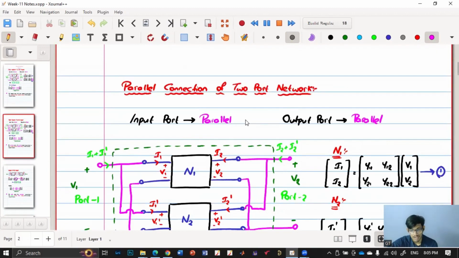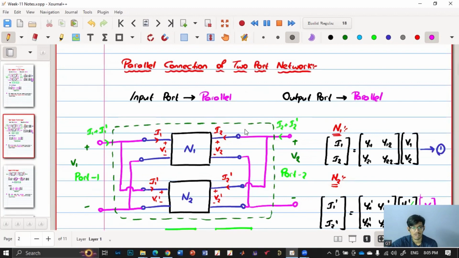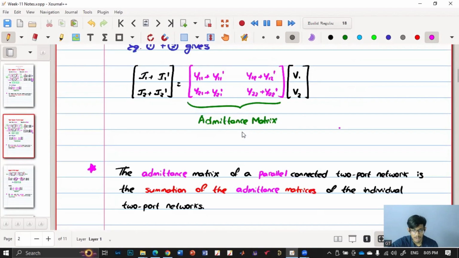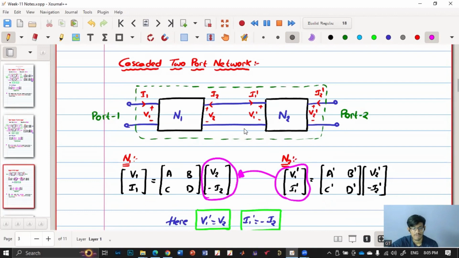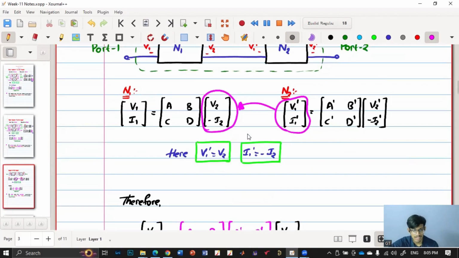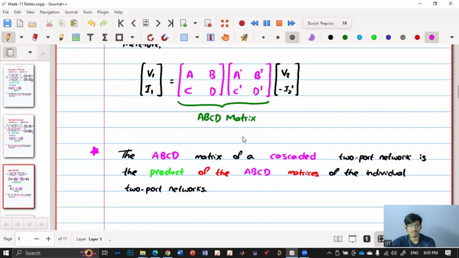Then we have discussed the parallel connection of two-port network, and here we have used the Y parameters, and we got the result that the admittance matrix of the parallel connected two-port network is the summation of the admittance matrices of the individual two-port networks. Then we went to the cascaded two-port network, where we got another result using the T matrices, that the matrix of a cascaded two-port network is the product of the ABCD matrices of the individual two-port networks.